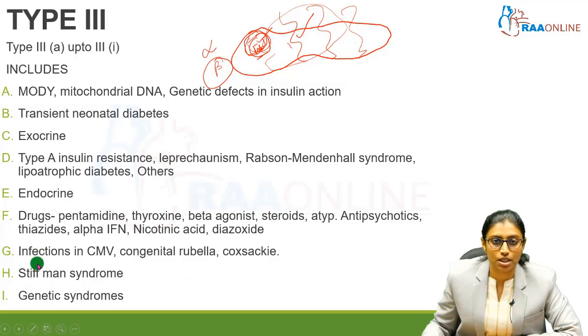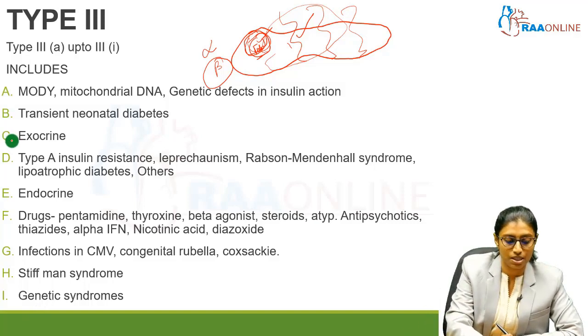Type 3G is due to infections. Cytomegalovirus, congenital rubella syndrome and Coxsackie virus cause destruction of the pancreas, or act through some autoimmune mechanisms. These infections are going to cause diabetes, that is type 3G. 3G is infection. Type 3H is called Stiff-man syndrome. Type I is certain other genetic syndromes.